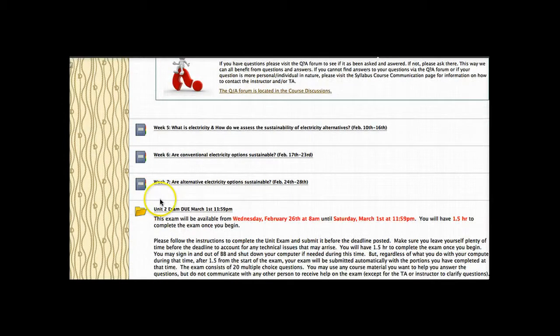You do not have to memorize large amounts of material because you are allowed to use notes and course material while taking the exam. But you will only have 1.5 hours to take the exam once you start it, so make sure your notes are organized, you know where to find important information, and you understand key concepts before beginning.